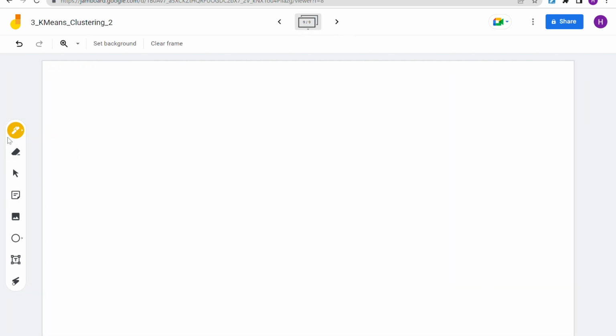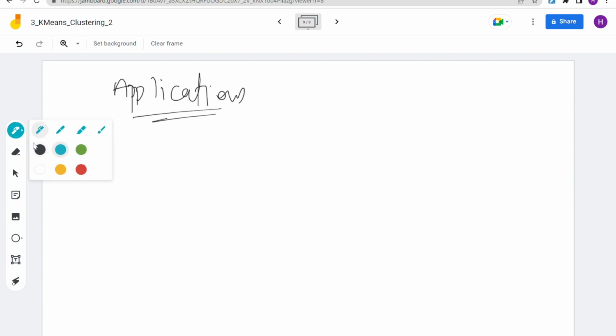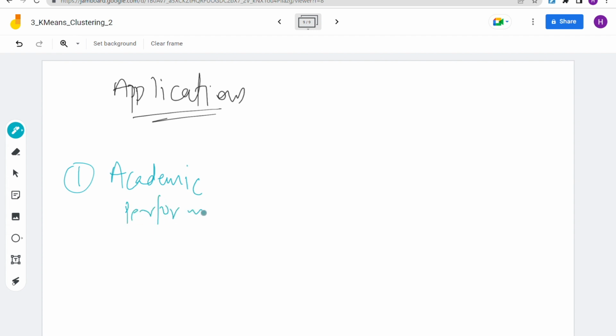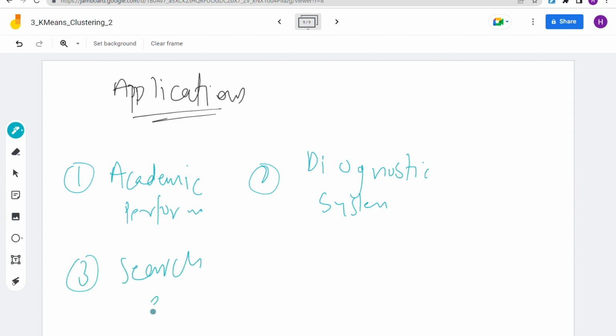Now what next do we have to look at? We have to look at what are called applications of k-means clustering. For the applications part, there are 4 primary applications of k-means. First one is academic performance. Second application is diagnostic systems. Third one is search engines. And fourth one is wireless sensor networks.